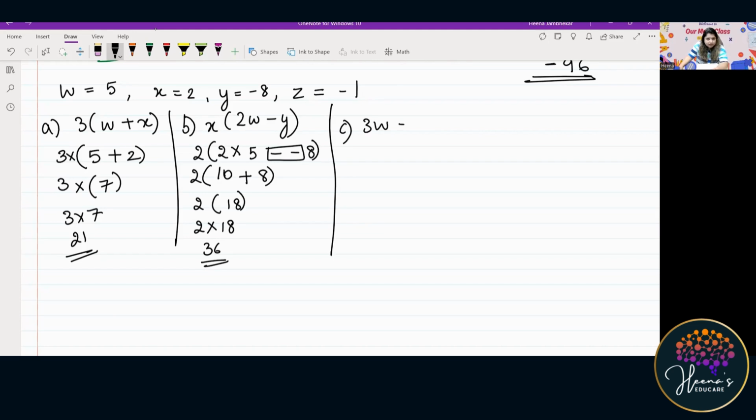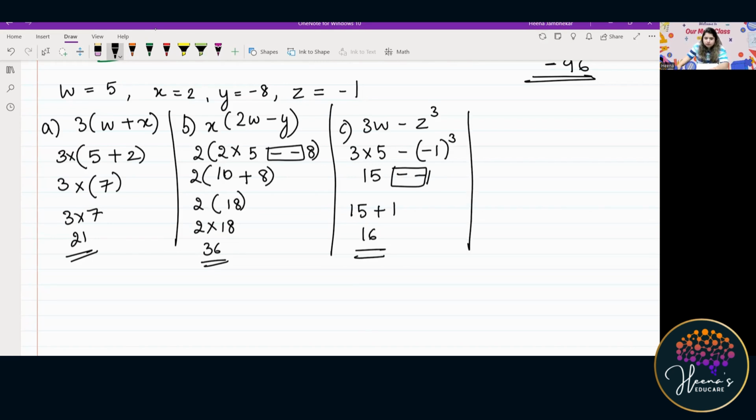It is 3W minus Z cube. So 3 into 5 minus the Z, which is minus 1 cube. Okay. Now 3 into 5 gives you 15 minus. Now think of this. Minus 1 into minus 1 into minus 1. 1 into 1 into 1 gives you a 1. And minus into minus into minus, odd numbers, so you will get a minus again. Okay. Now consecutive signs. So 15 plus 1, that gives you a 16. So your final answer is 16. Let's move on to the next one.